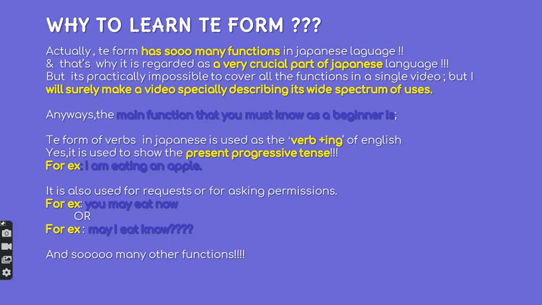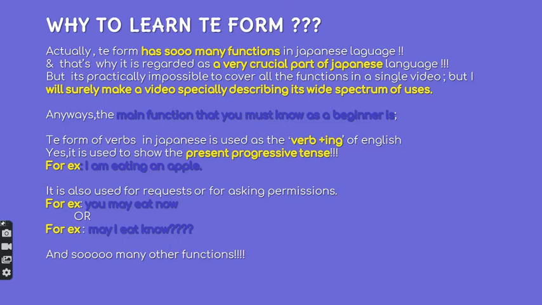Okay? Now, the main function that you must know is verb plus ing. In English, we have verb plus ing, right? Like eating, dancing, speaking, or teaching. This ing at the end shows the present progressive tense, or the present continuous tense. The action is not completed yet, it's still continuing. In Japanese, this is expressed using te form. I will repeat, it is not the only function, it is one of the major functions, okay?